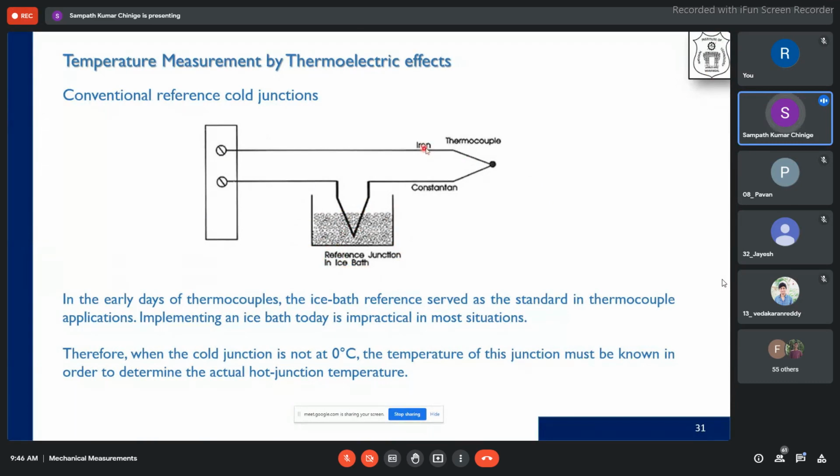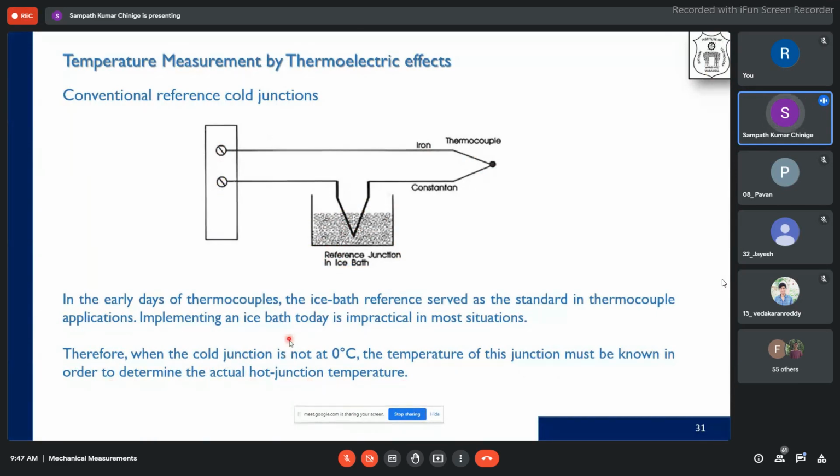Whereas this iron and constantan bead is kept at a place where we want to find the unknown temperature. And these two are connected to the junction here, which is at the same temperature. Therefore, EMF can be produced that can be used to find out the temperature. So when the cold junction is not at 0 degrees centigrade, the temperature of this junction must be known in order to define the actual problem.